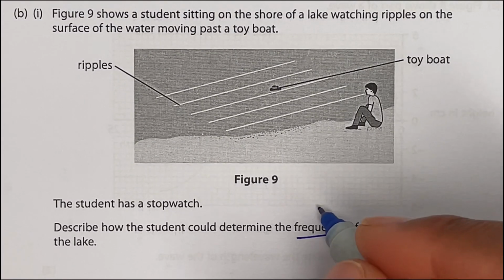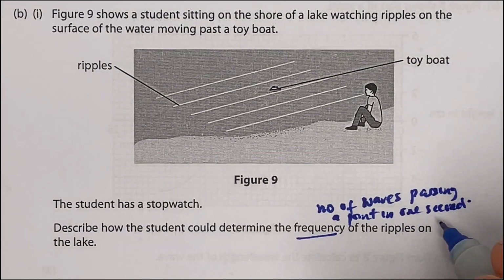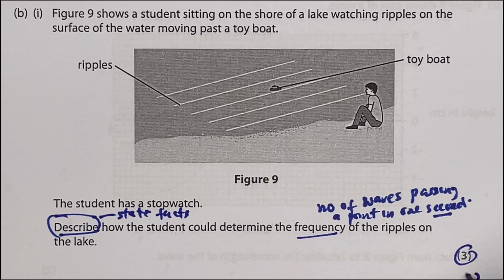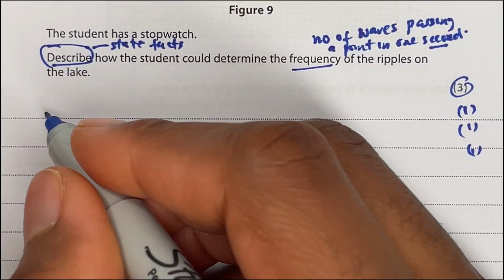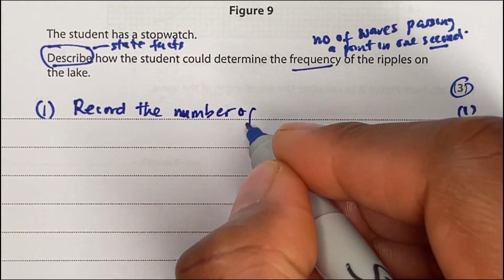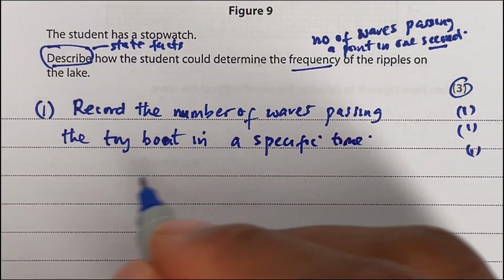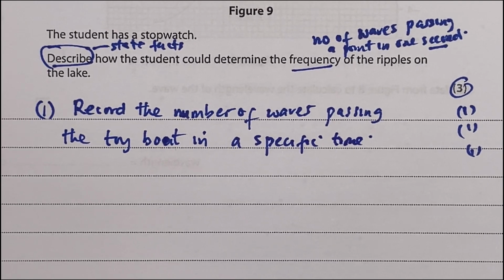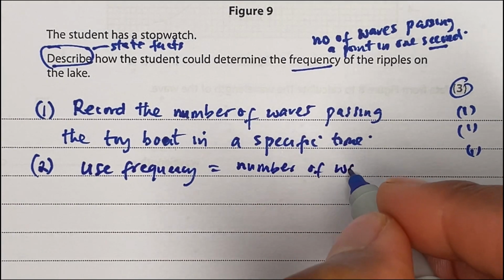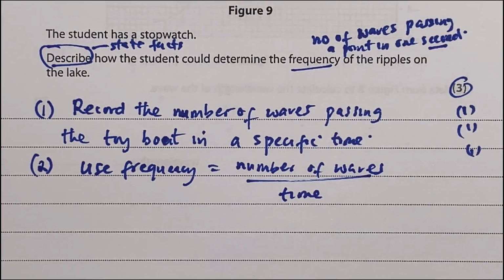So frequency is number of waves passing a point in 1 second. And it says describe, so I need to state facts. For 3 marks, I need to state 3 facts. So what could the student do to measure the frequency? I could say record the number of waves passing the toy boat in a specific time. The toy boat is our point. Use frequency is number of waves divided by time. That gives you the number of waves per second. Okay, so that's my marks.